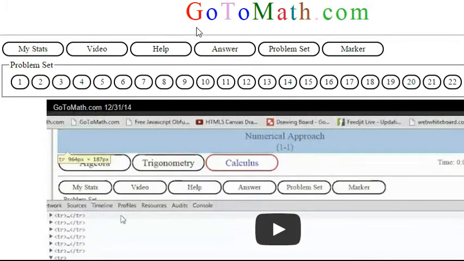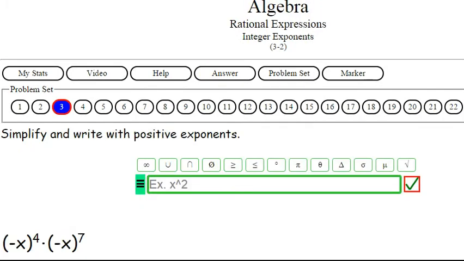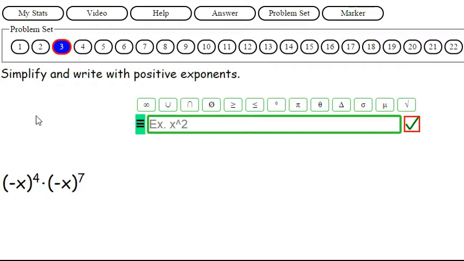Okay, we're at gotomath.com. Click on the algebra, let's go down to integer exponents. And I believe we're looking at 3.2. Okay. So I know this section's over rational expressions, but we're getting the basics out of the way before we start really getting into what is in rational form. Okay, first. So it says simplify and write with positive exponents. So we have negative x raised to the fourth, negative x raised to the seventh.